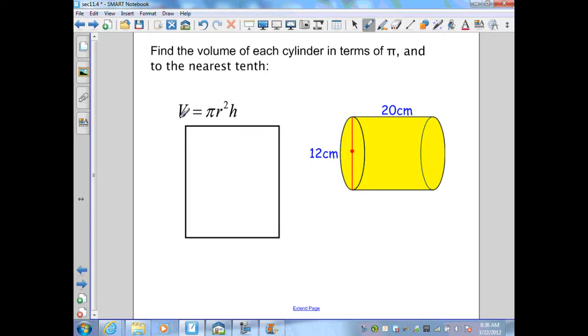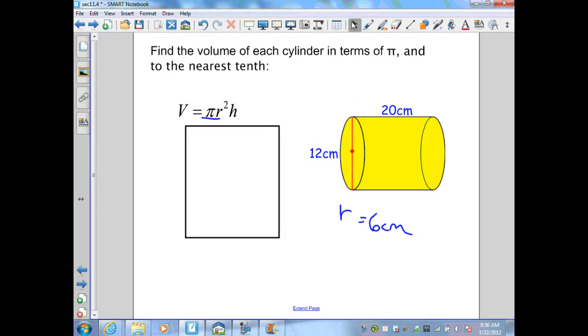Here I have my formula, V equals pi r squared. Recall that pi r squared is the B for my formula of volume equals base times height. On my cylinder, I have a diameter, which is 12 centimeters. Therefore, I know that my radius is half of that, or 6 centimeters, and I have a height of my cylinder, which is going to be 20.